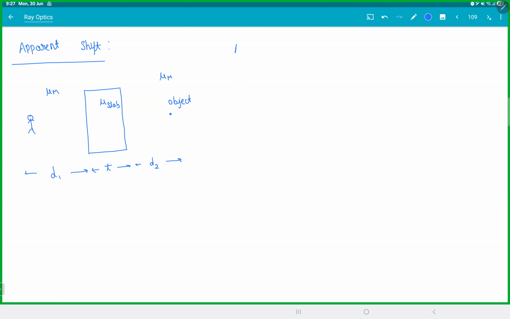So just now we derived the apparent distance formula. So apparent distance is d1 plus d2 plus t by mu slab into mu medium. So if you ask this person, okay, by how much distance do you think the image is shifted? We call this thing apparent shift. This is an easier formula to remember than the previous one. This is the actual distance minus the apparent distance. This is the shift.